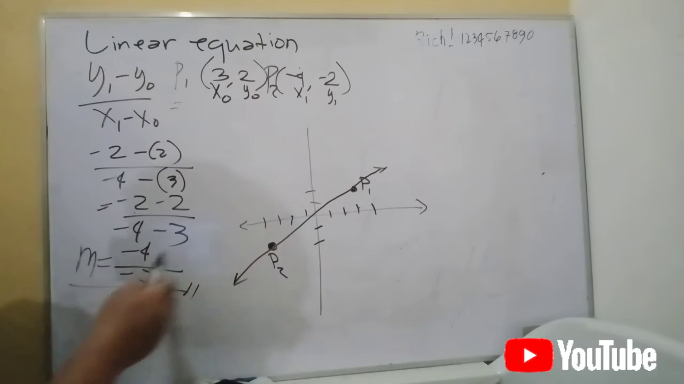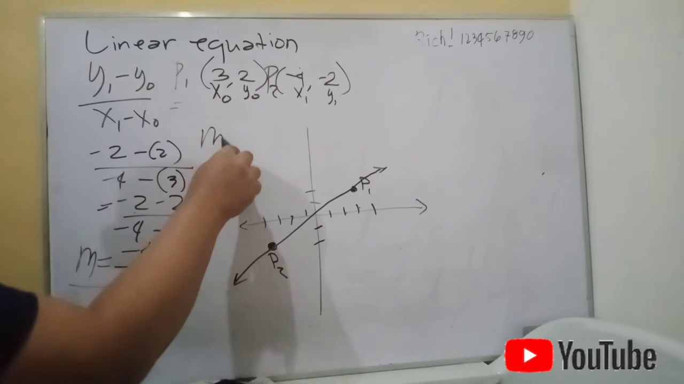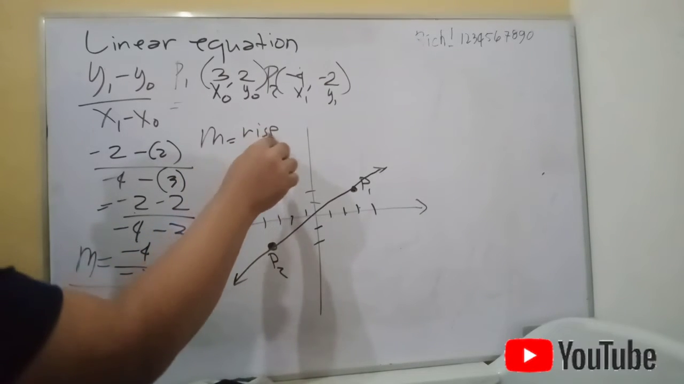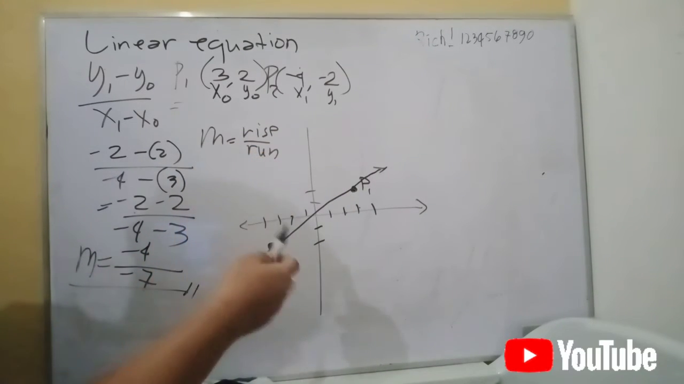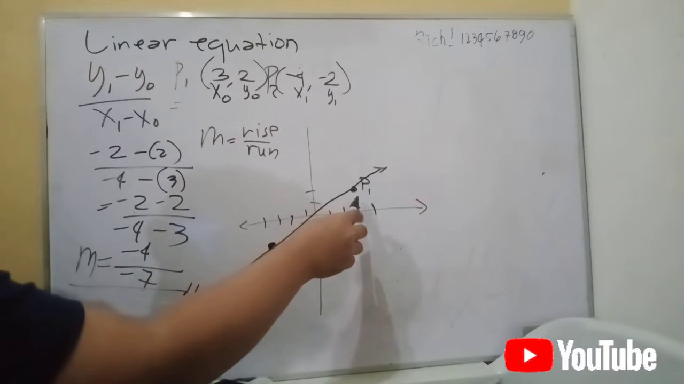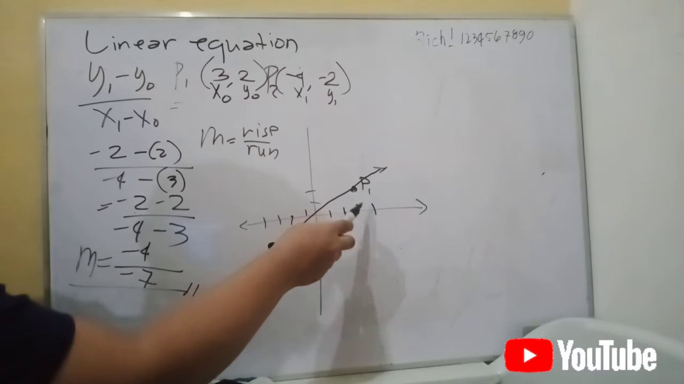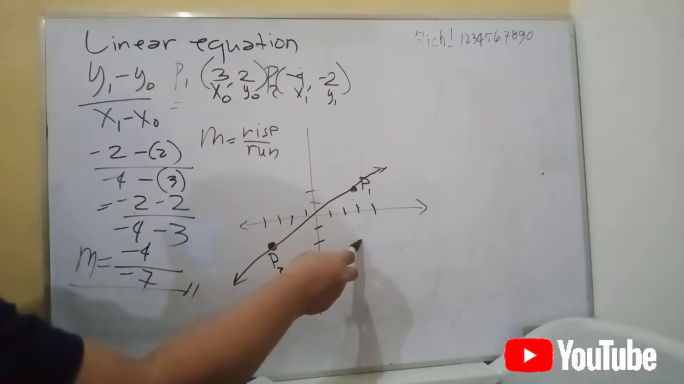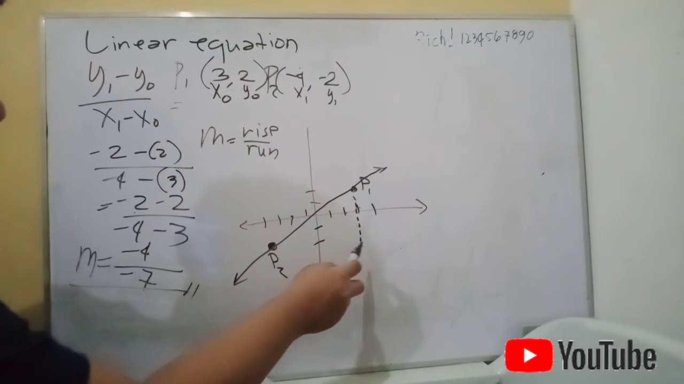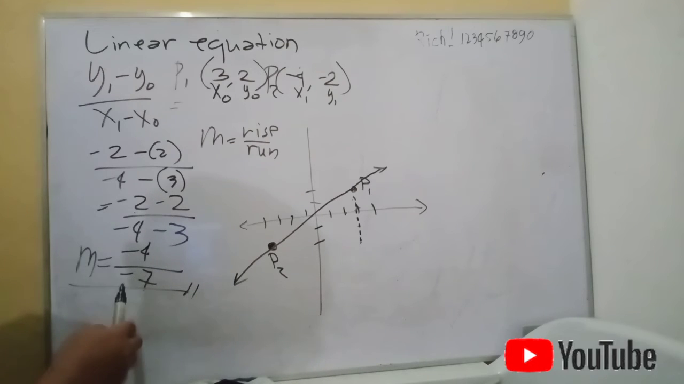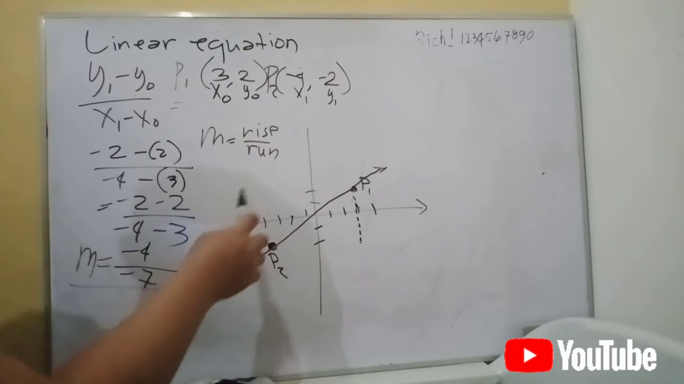Okay, so it means that's negative, so the rise is going down. So M is equals to rise over run. So rise here is going down, it's negative, negative 4. So you have to count starting here, 1, 2, and 3, and 4. Okay, so let's try to put imaginary. Negative 7, so it's this right, the run of the equation.